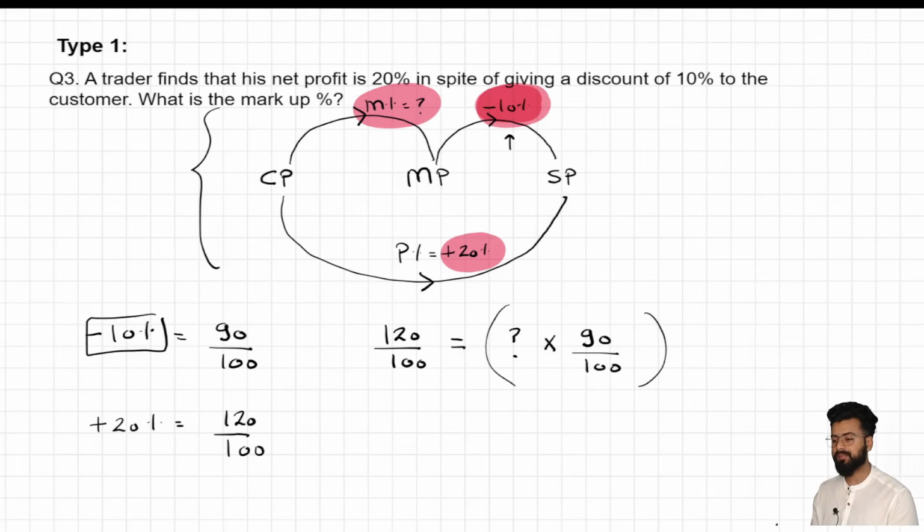So it is very easy to answer. This 100 will cancel this 100. The 0 can be cancelled. And to find out the value of the question mark, you will get 12 upon 9. Further simplify: 3, 4, 12; 3, 3, 9.